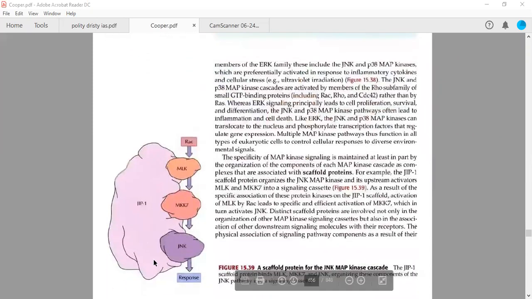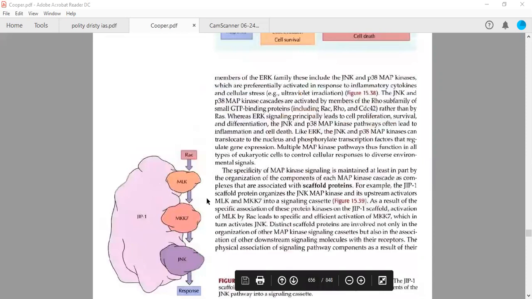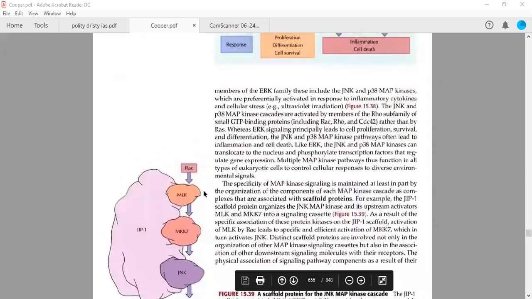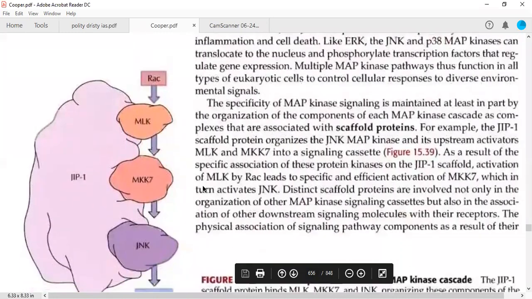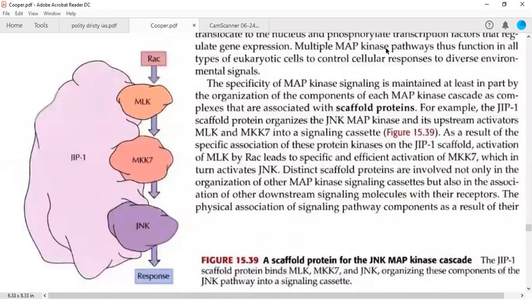That single protein is called scaffold protein. This scaffold protein is called JIP1. See this, this is called scaffold protein. Now what is the function of scaffold protein? We know all these proteins are involved in a single pathway of either inflammatory response or cell death. So this JIP1 is acting as a scaffold protein, recruiting all these proteins nearby so that they are able to activate each other.